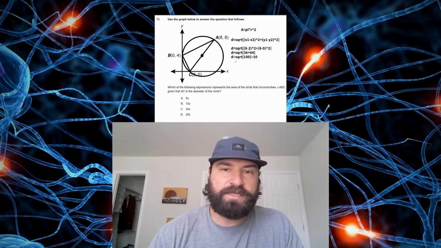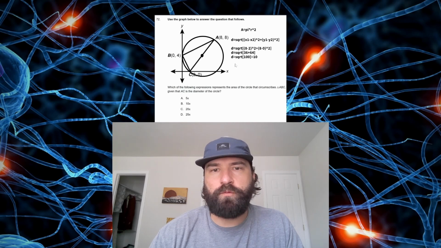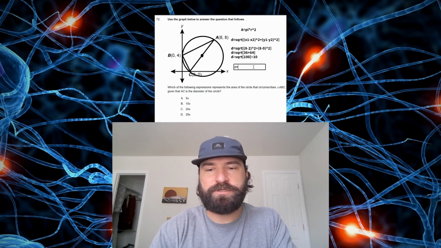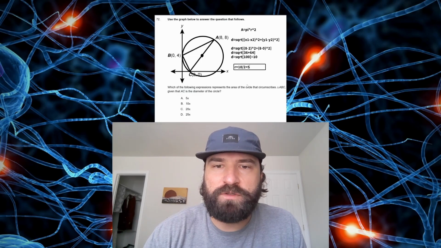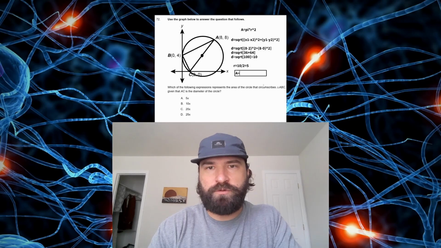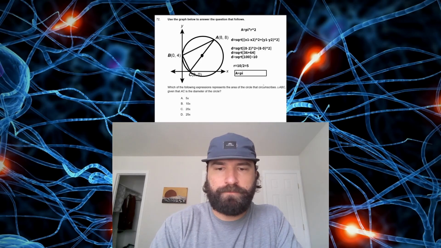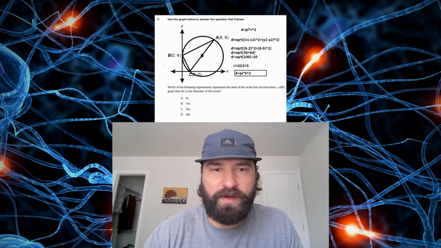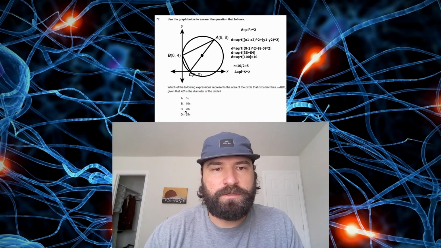So now we know our diameter is 10, and remember that our radius is half of the diameter. So our radius is actually 10 divided by 2, which is 5. Now all we have left to do is plug our radius into our area equation. Area equals pi times 5 squared. 5 squared is just 25, so our answer is 25 pi.